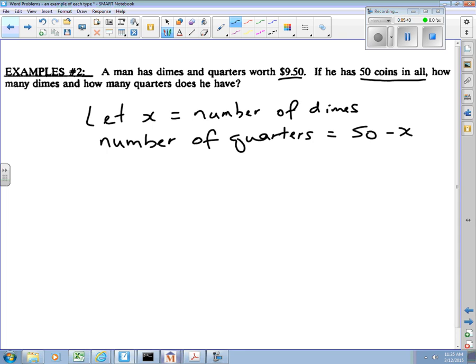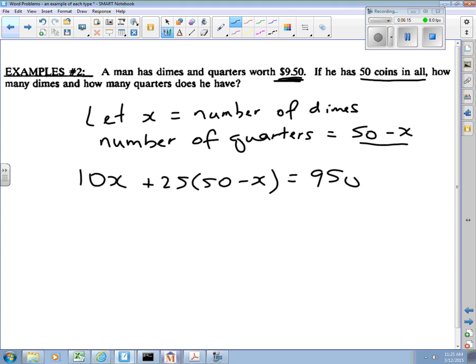Now we build the equation the same way we built the last one. How much are the dimes worth? Well, each one of them is worth 10 cents, so 10x is how much my dimes are worth. Quarters are worth 25 cents. How many of them do I have? 50 minus x of them. So 25 times 50 minus x is the total value of my quarters. And all of that equals 950 cents, the total amount that the coins are worth.